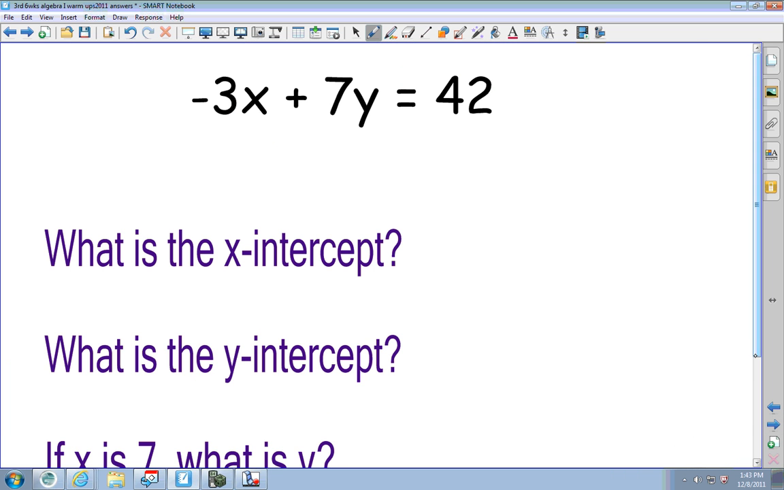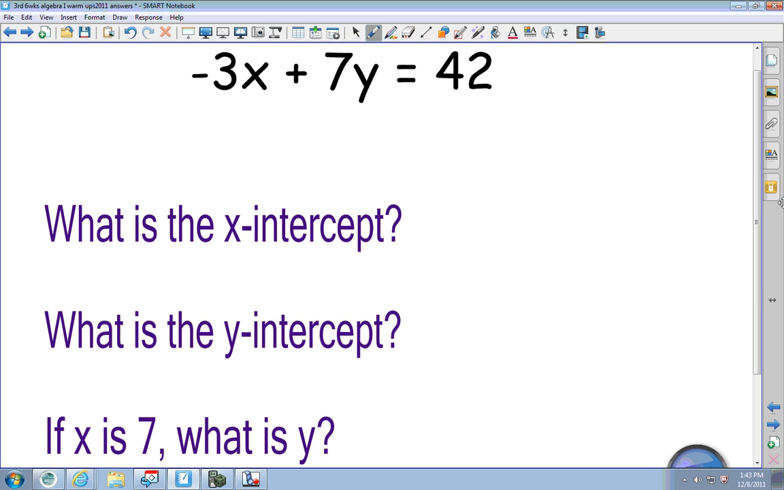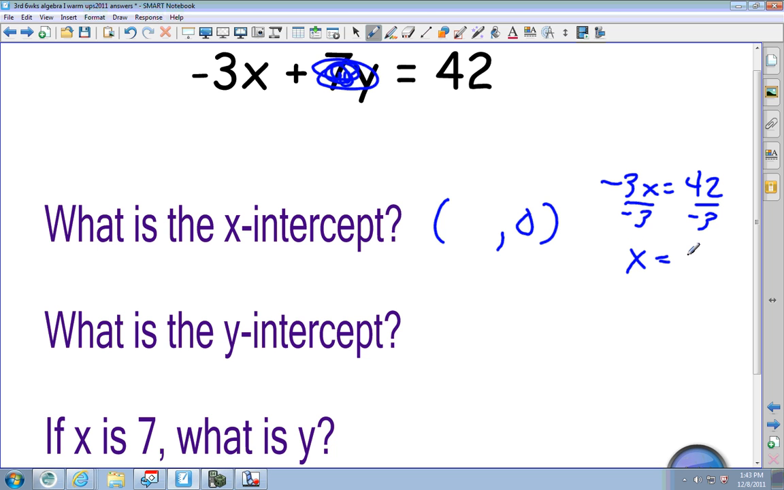Here's the next one. It wants to know what is the x-intercept. You remember that the x-intercept has a y number of 0. So we are going to cover up this y. And to find this out, I've got negative 3x equals 42. I'm going to divide by negative 3. x equals, what is that, that's going to be a negative 14. So I have negative 14, 0.